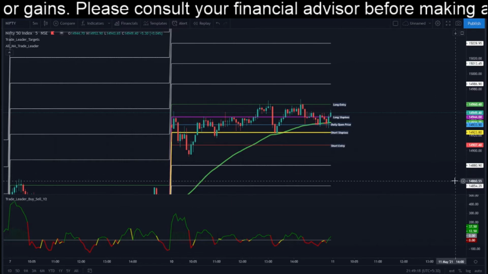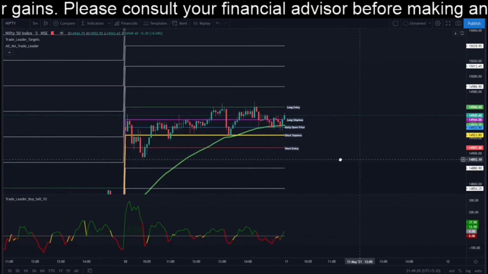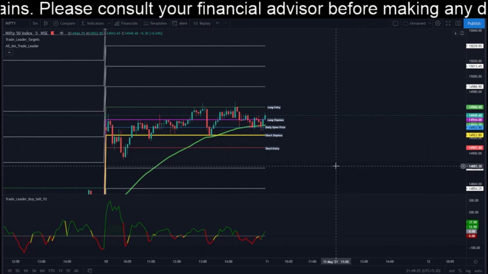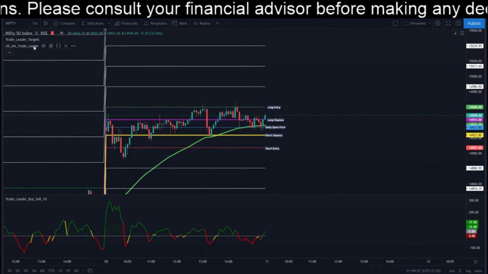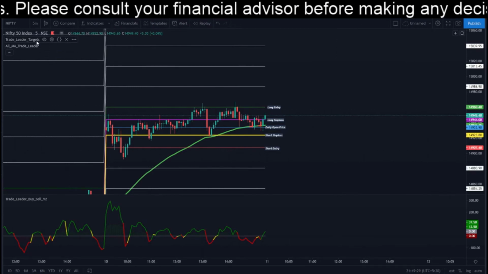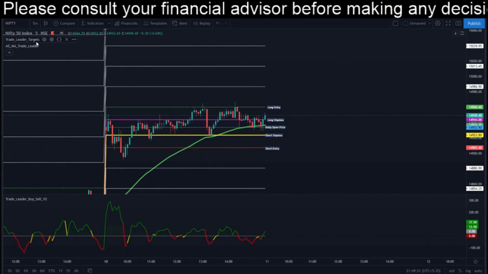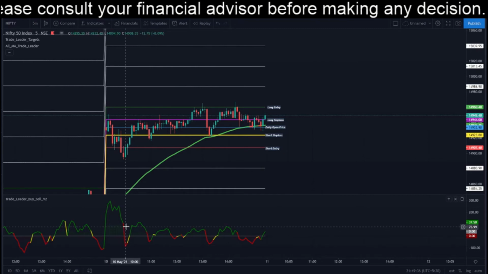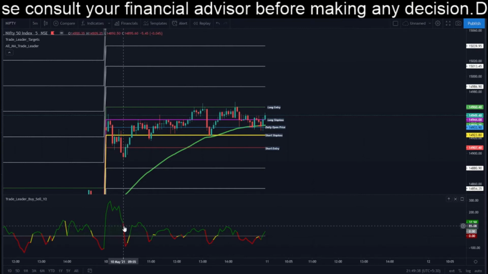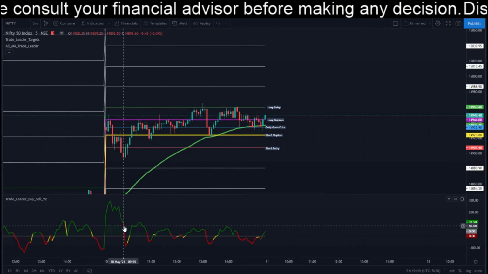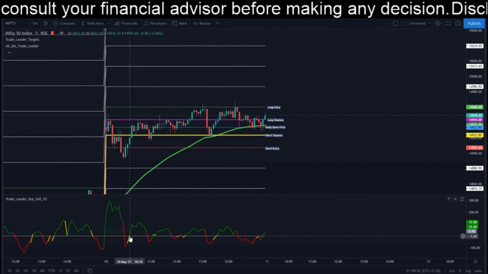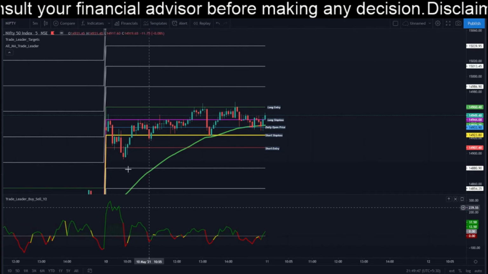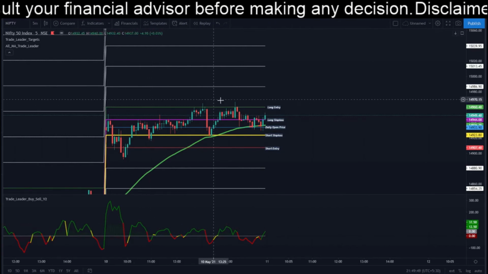So anyways, this targets indicator will give you the targets, but how to enter the trade? For that you have to refer to this buy and sell signal. Today market was very sideways. See, it is in this range only. Yesterday also it was like this.